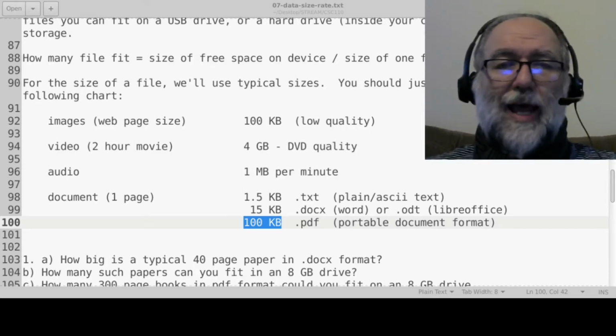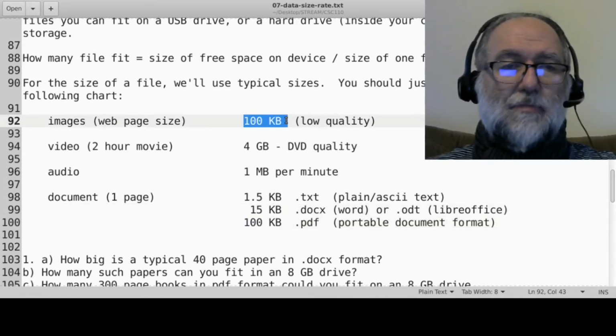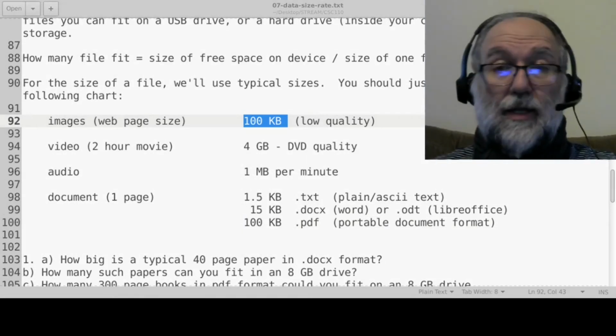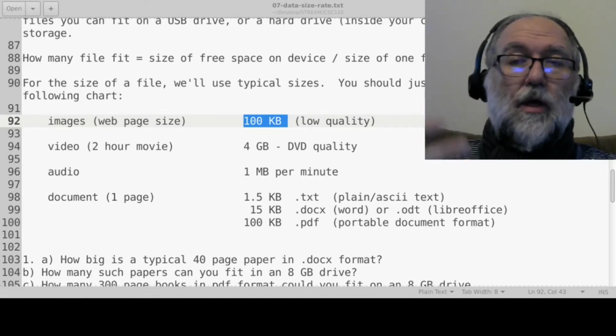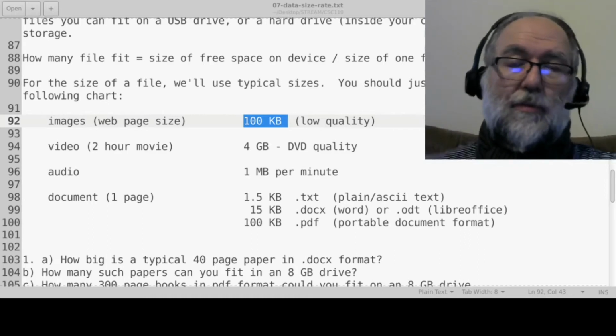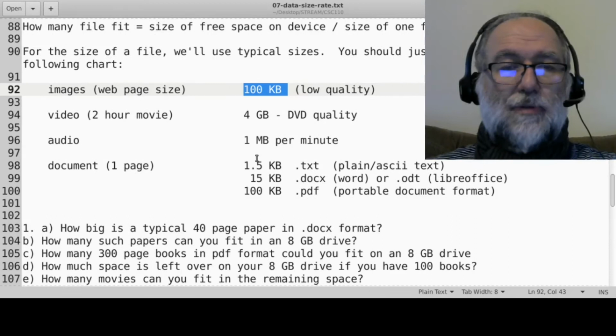Last thing, you'll notice that a high quality page in PDF is about the same size as an image. Because at the extreme level, a book is just one image after another, an image of each page. All right, now we can start doing some problems.